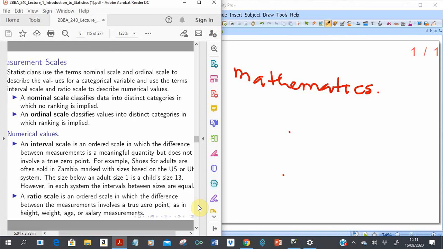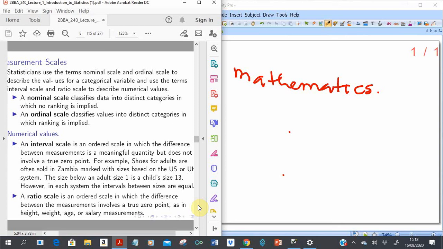What I'm trying to say is that the size below an adult size 1 is a child size 13. However, in each system, either the children's size or the adult size, the interval is equal. If someone is a size 6 and the other is a size 7, the difference is the same. For children, size 12 and size 13, the difference is the same, but there is some gap between adult shoe sizes and children's shoe sizes.